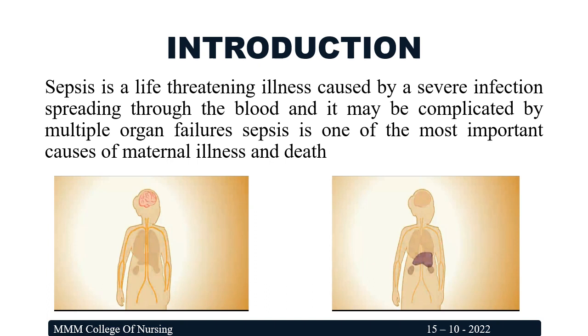And sepsis means the infection which has spread through the blood. So it will affect multiple organs, where the blood passes throughout the body, right? So wherever the blood goes, it causes sepsis to that particular organ also. So in turn, it causes multiple organ failure.